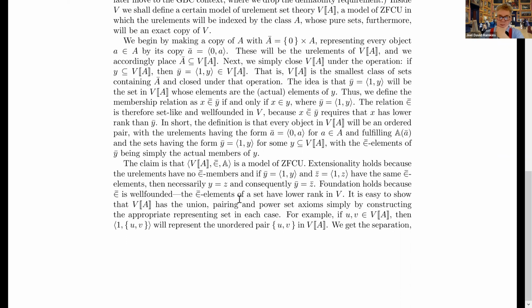It's easy to see that you get union, pairing, power set and so on. It's a lot like forcing, because in forcing, when you want to show that those axioms are forced, you take a name for a set and then you build the name for the union set or the power set and so on. You just build the name by hand. And in fact, we can do the same thing here. If I have two elements U and V of V bracket A, then this is the object in V bracket A that will represent the set that has those two objects as elements, because the epsilon bar elements of this set are precisely U and V and only those.